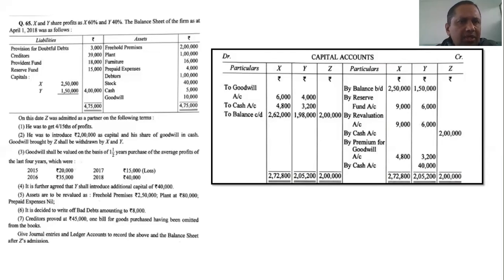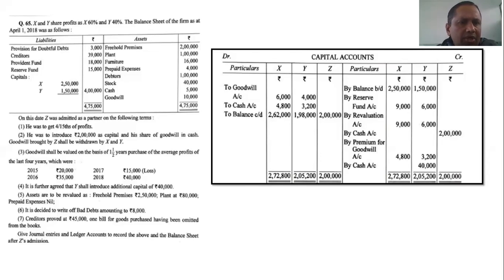And the reserve fund is distributed to the partners' capital accounts in their old profit sharing ratio. So 15,000 is distributed in their old profit sharing ratio 3:2, 9,000 and 6,000. Before that, we have prepared a revaluation account, and the profit of the revaluation account is transferred to the partners' capital account. When there is a profit, it is transferred to the credit side of the partners' capital account by revaluation profit 9,000 and 6,000.